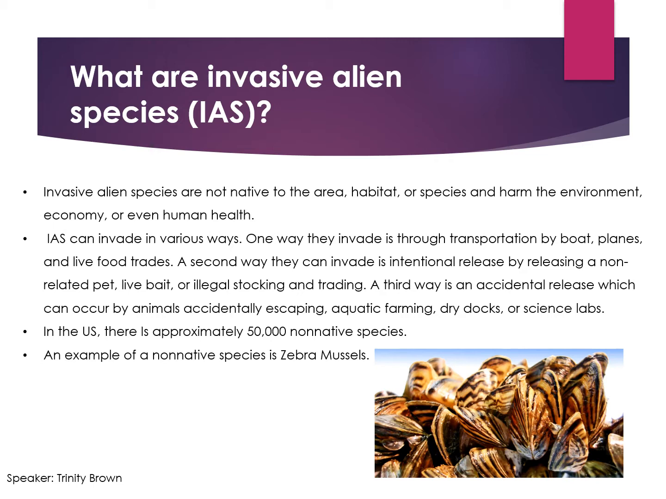A third way is accidental release, which can occur by domesticated animals escaping, or through aquatic farming, dry docks, or science labs. In the US, there are approximately 50,000 non-native species. An example is zebra mussels. They're native to the Black and Caspian seas, and were introduced to North America attached to boats. They slowly invaded the fresh waters, and they grow so quickly that their population is overwhelming to freshwater species.